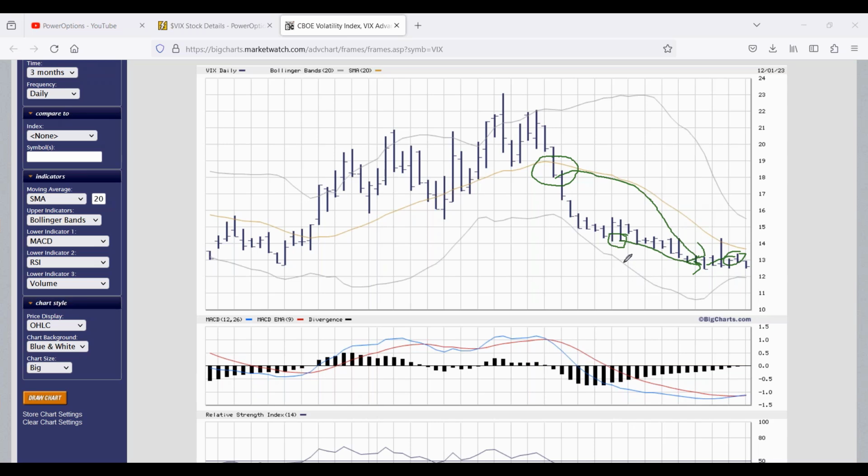Now, this is how I have my chart set up. When you're on Power Options, you can link to big charts. This is very similar to what Ernie has. I'm looking at just basically a three-month chart. Let me change my pen color. You can't see that against the dark background. I apologize. Let's go to something bright and buoyant.